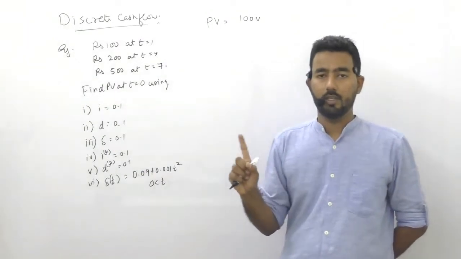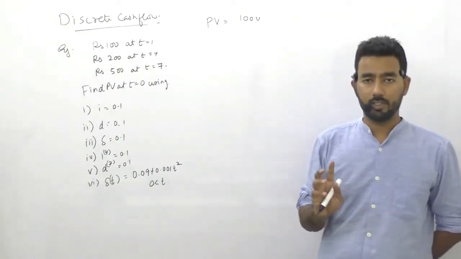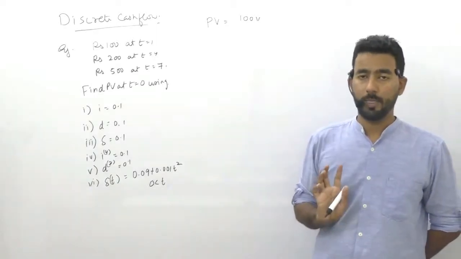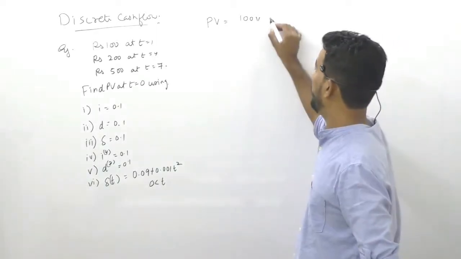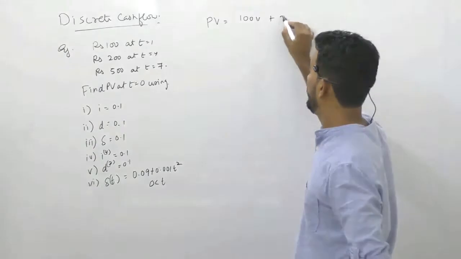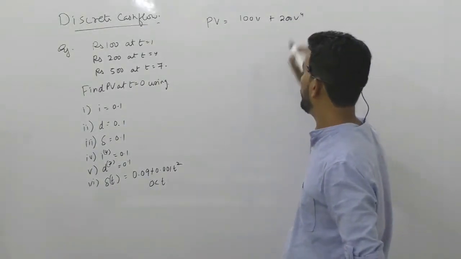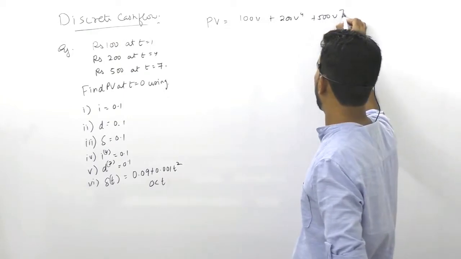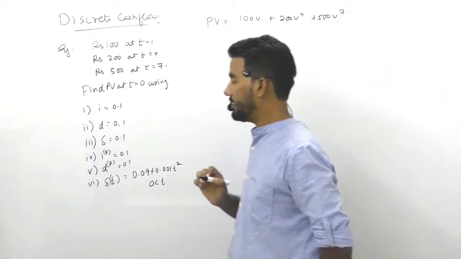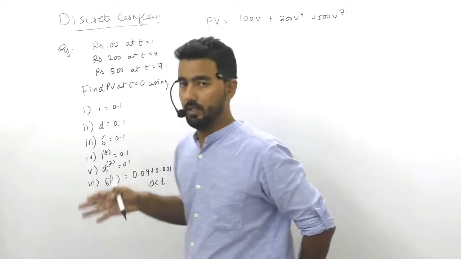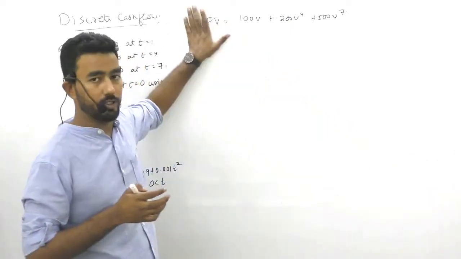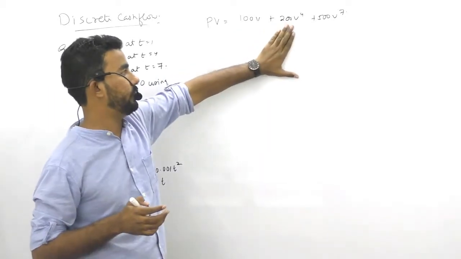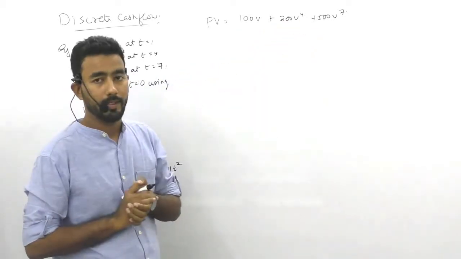Writing v means that we have to discount 100 rupees by 1 year, irrespective of whatever the rate of interest is, or whatever the discount or force of interest is. It just means that you have to discount 100 rupees for 1 year. Now second is 200, which is due 4 years from now. So we write 200 v raised to 4 and then 500 v raised to 7. So in all these cases, this should be your first equation: 100 rupees is discounted for 1 year, 200 for 4 years, and then 500 for 7 years.